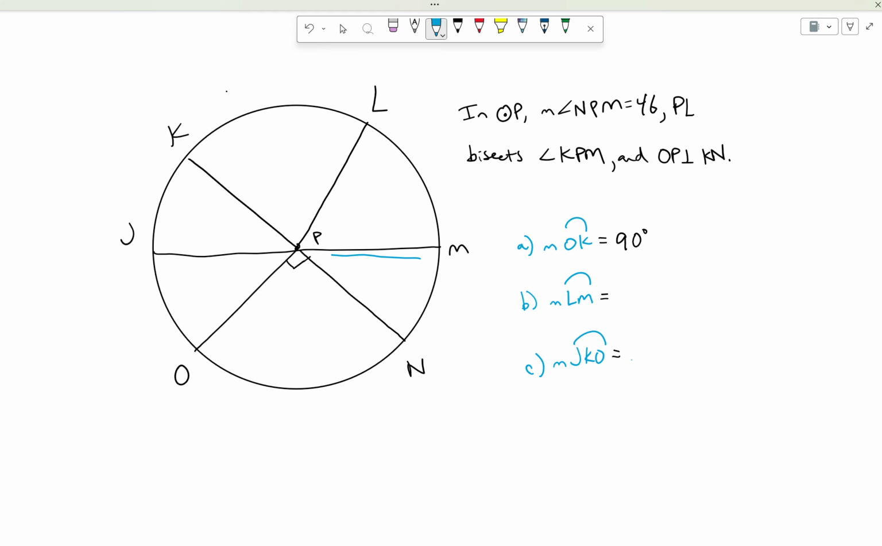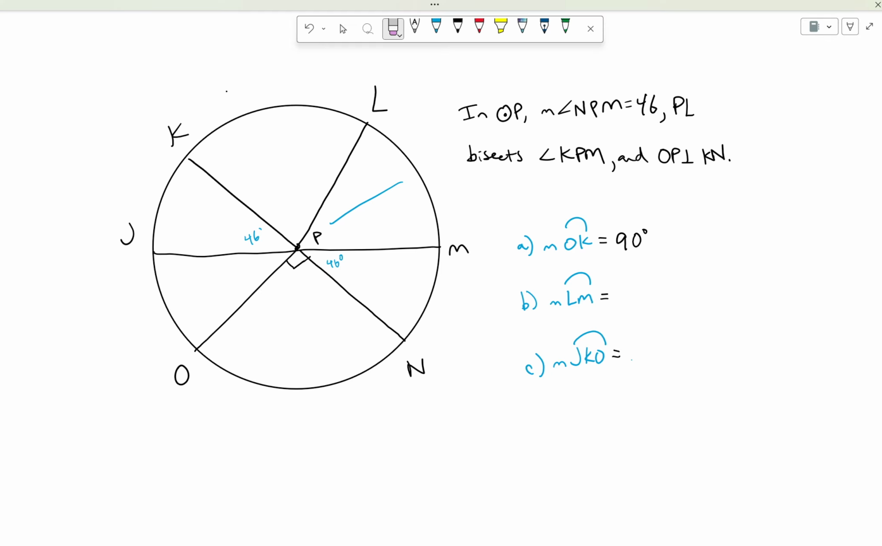NPM is 46 degrees. Okay. Now, how much would this be right here? JKP. Well, this one will also be 46. Okay. Which we should know because these arc measures are going to correspond to these central angles. Sorry if that was something I failed to discuss here. Okay, so these arc measures are going to correspond to these central angles.